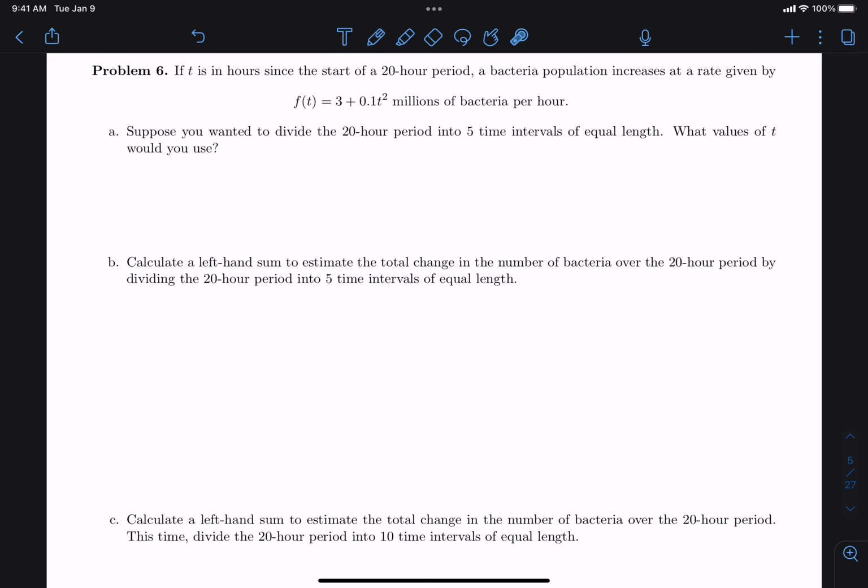Remember, we go from a to b. So a is where we start, which is 0. I ended up with 20 minus 0 divided by 5. Wouldn't that be your delta x? And then we have 0 plus i times delta x. Oh, so i is just 0 here. Oh yeah, okay, cool.